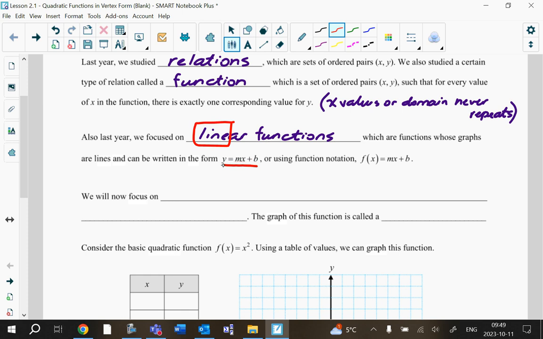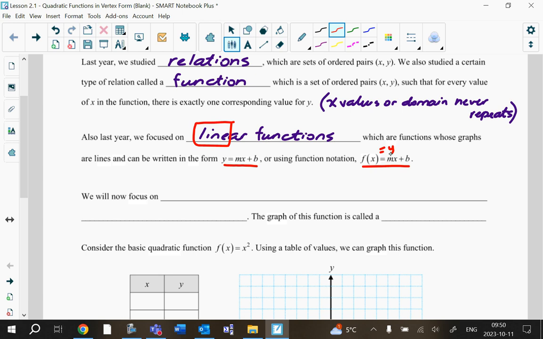But then we learned fancy notation instead of y to call it a function. These two mean the same thing. F of x means the same as y. It's just that this is a function, and therefore it has the fancy notation. Okay.